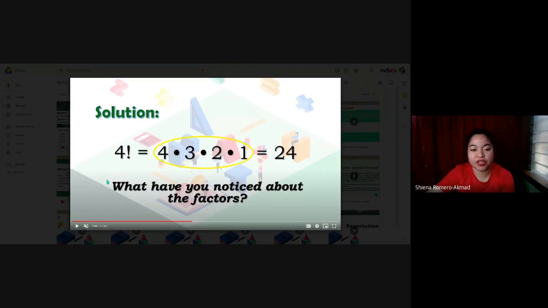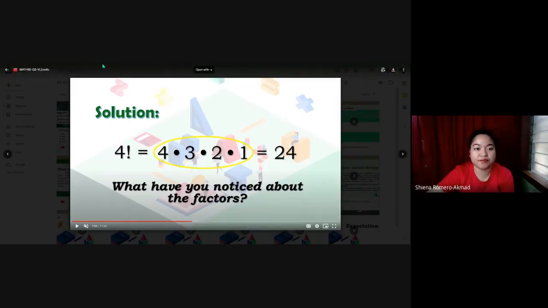Ano yung ibig sabihin ng 4 factorial? 4 factorial means 4 times 3 times 2 times 1. So kapag nakita niyo dyan 6 factorial, what does it mean pag 6 factorial? Anong ibig sabihin pag 6 factorial?